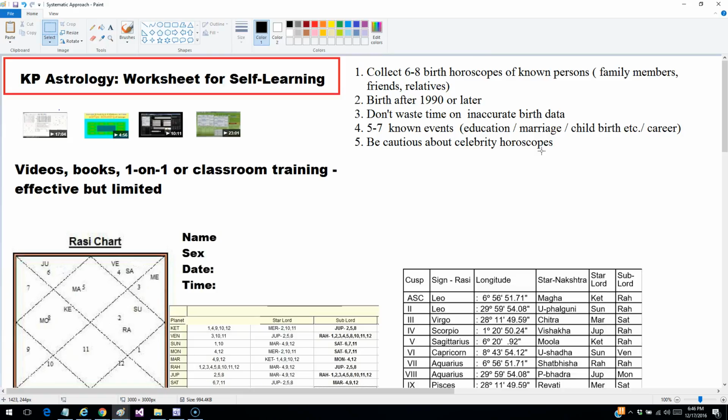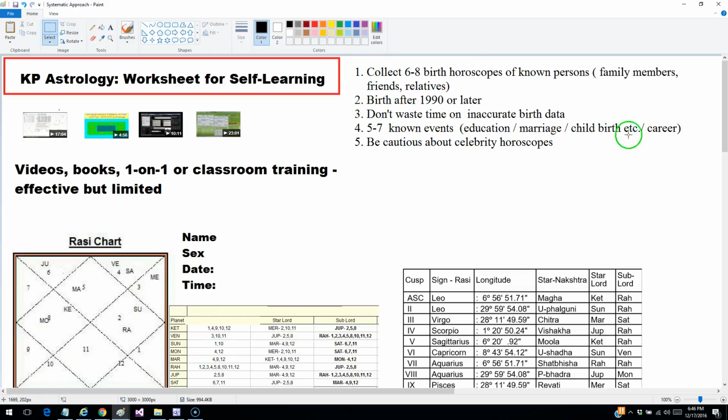timings are mentioned. But you have to be very sure about the celebrity horoscope's birth time. If there is an inaccuracy, then you'll be just wasting your time. So be cautious about it. Though this example that I have used here is one of the celebrity horoscopes, I know that this is very accurate, and that's why I've taken this as an example.